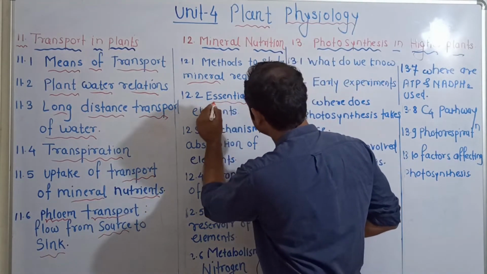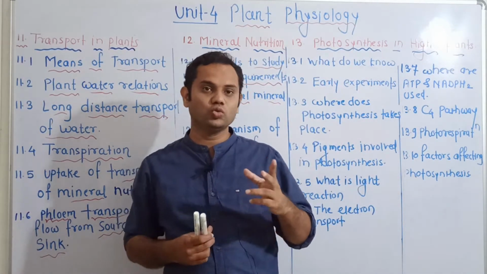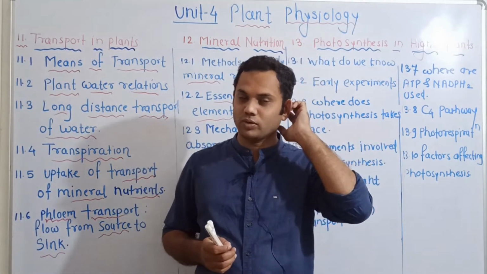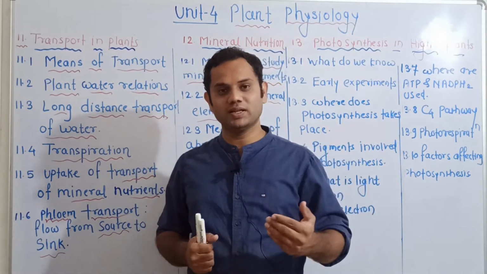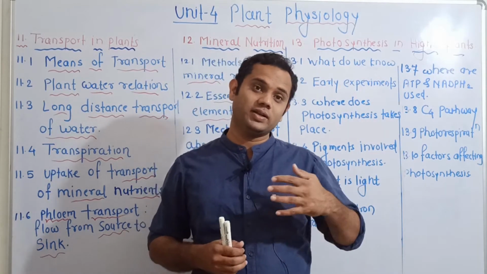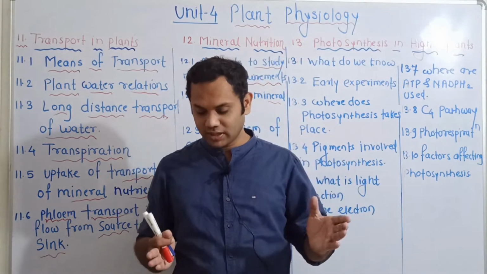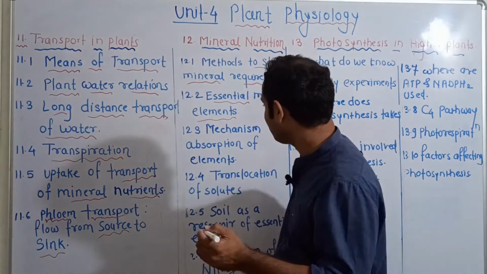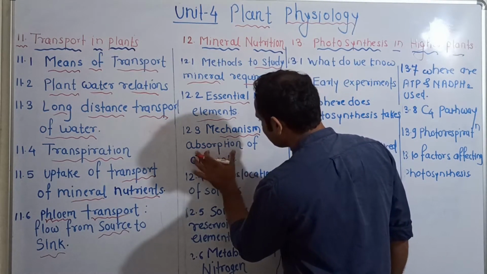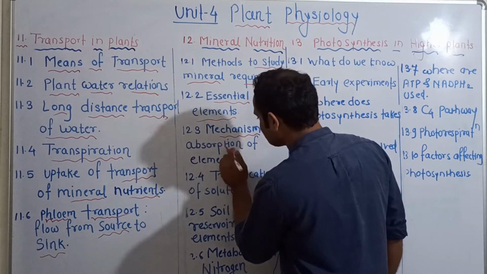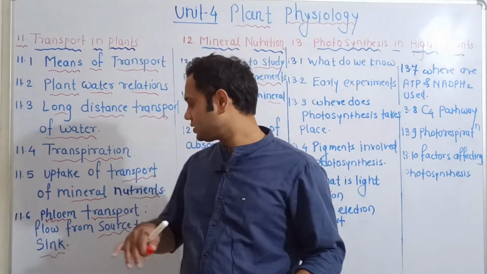Then what are the different essential mineral elements? Obviously there are primarily two types of minerals: micro elements and macro elements. Those which are required in trace quantity are called micro, and those which are required in large quantity are called macro elements. So that will be studied in this point. Then how the minerals are absorbed in the plants, that is, the mechanism of absorption of the different elements, will be studied in this point.